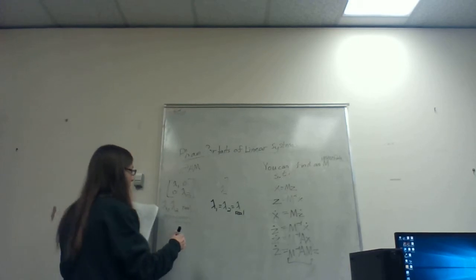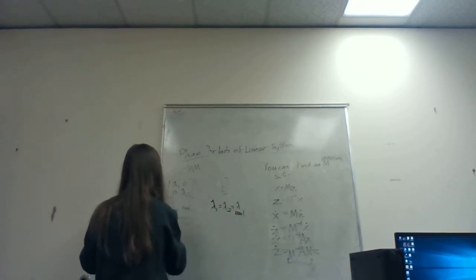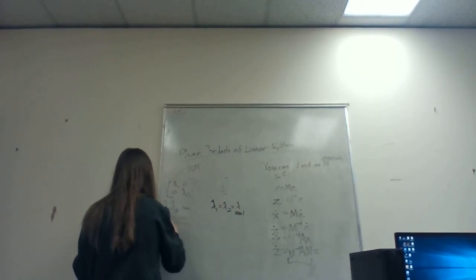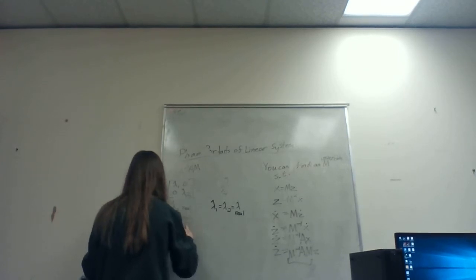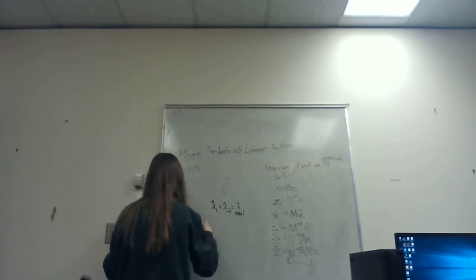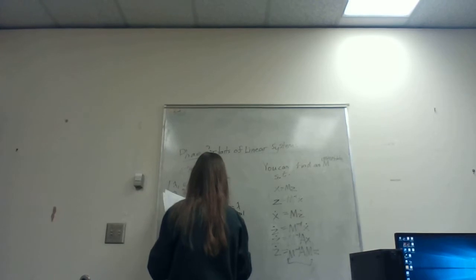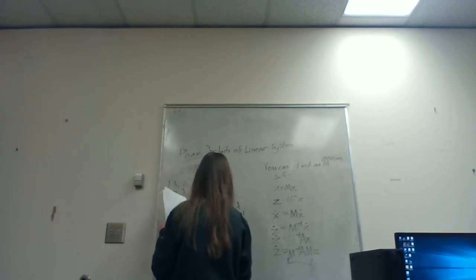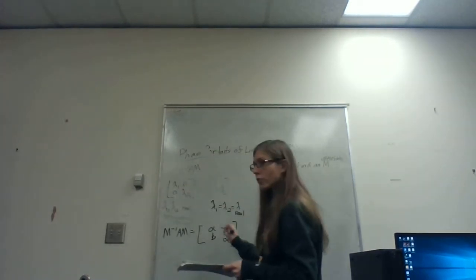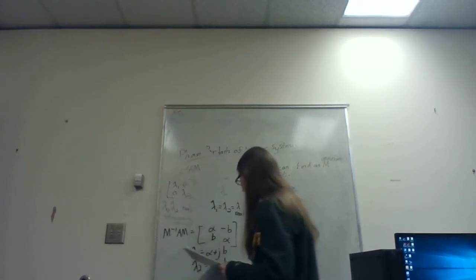And then the last case is, so these are all the cases that can happen for a 2x2. Of course, if it's bigger, then you can have more cases because there's more permutations you can make of the entries, because there's more than 4. And this is where lambda 1 is equal to alpha plus j beta, and lambda 2 is alpha minus j beta.